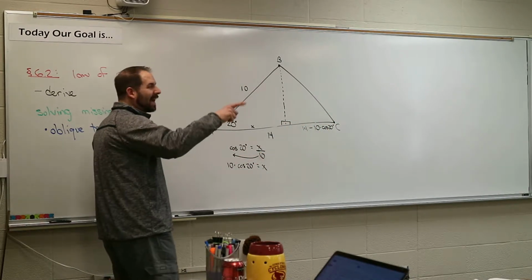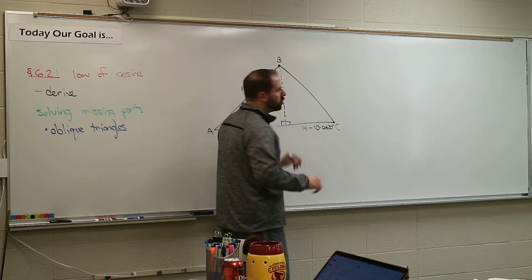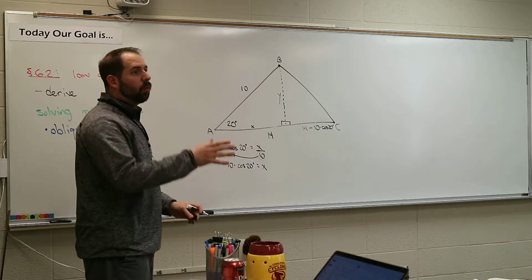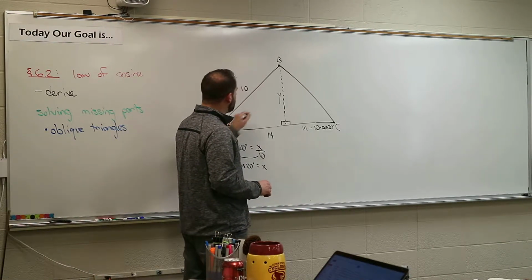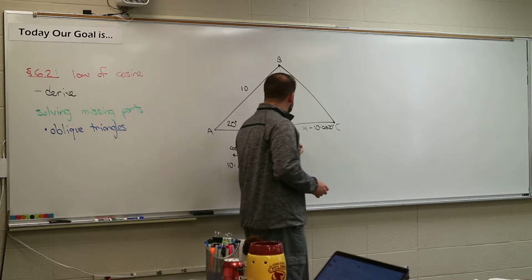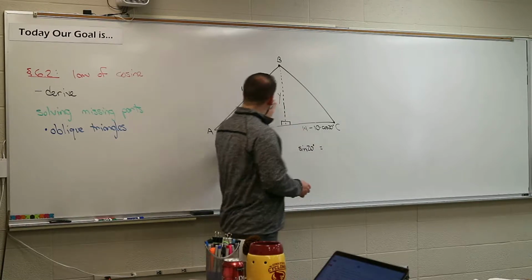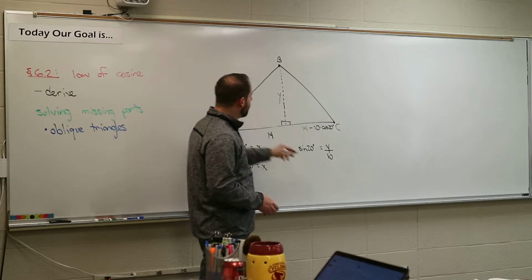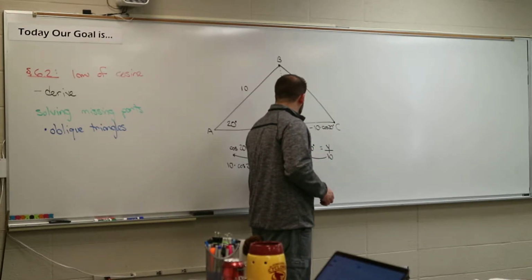Now, to find x, or not x, but y here. To find y, I'm going to use the same 20 degrees, but I'm going to find y instead. So the sine of the 20 degrees is the opposite wall, which is y over 10. So it's the opposite over hypotenuse. To solve for y, I would multiply this across, so 10 times the sine of 20.